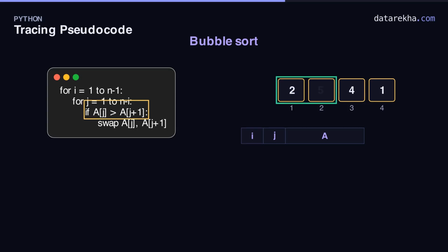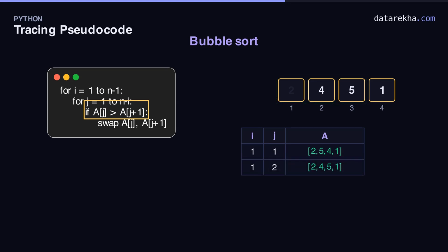Pass 1. Compare j1, 5 versus 2. 5 is bigger, so swap. Array: 2, 5, 4, 1. j2, 5 versus 4. Swap. 2, 4, 5, 1. j3, 5 versus 1. Swap. 2, 4, 1, 5. The 5 has bubbled all the way to the end. It is now in place.